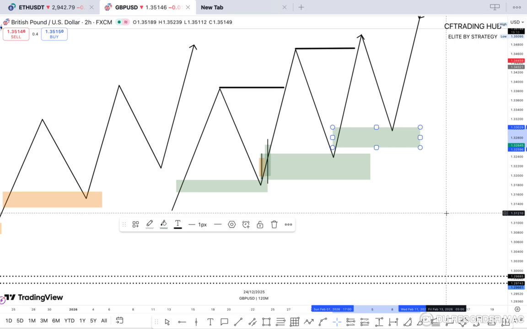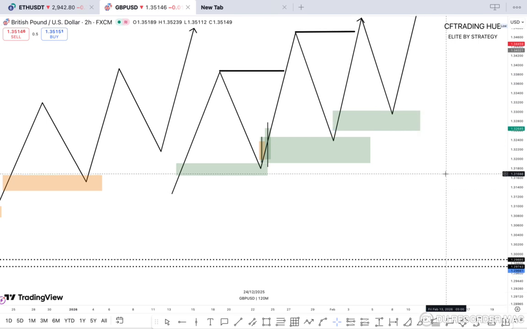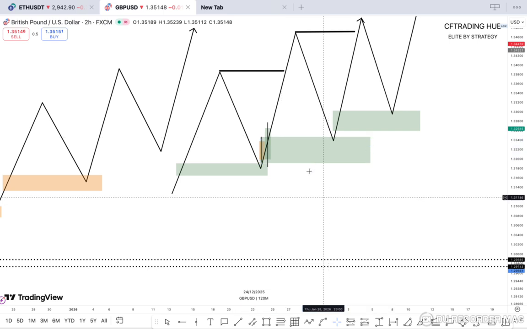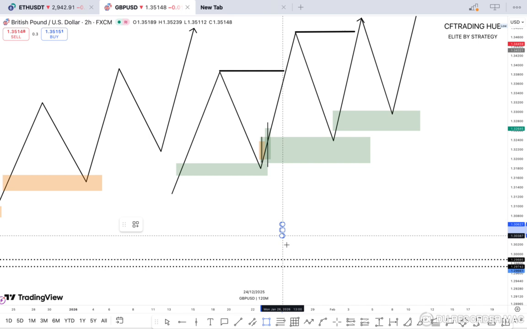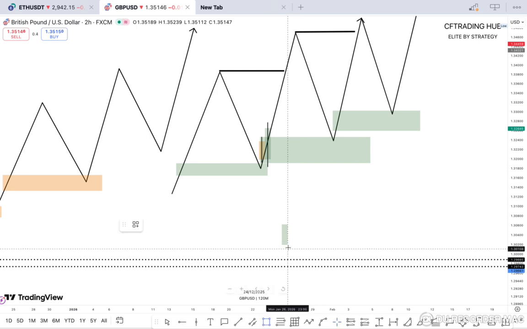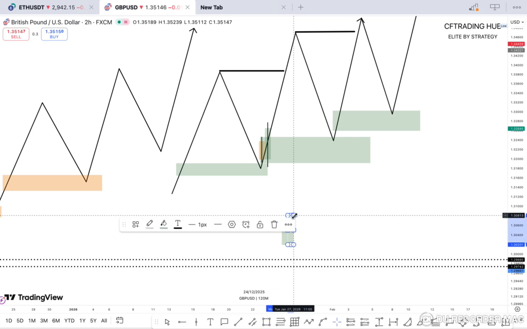So how do you get that? Now let's talk about how you mark out an order block. So let me remove all this stuff over here. Okay, let me go draw another one. Now, order block. Whenever you hear the word order block, what is it?